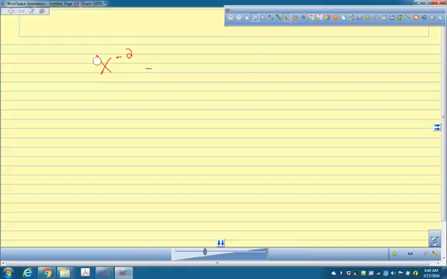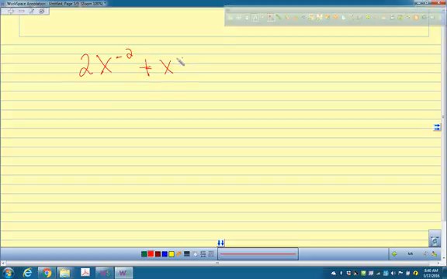No, that's right. 2x to the negative 2 plus x to the negative 1 minus 15 equals 0. Okay? We're going to do another let u equal something. What should I let u be in this case?